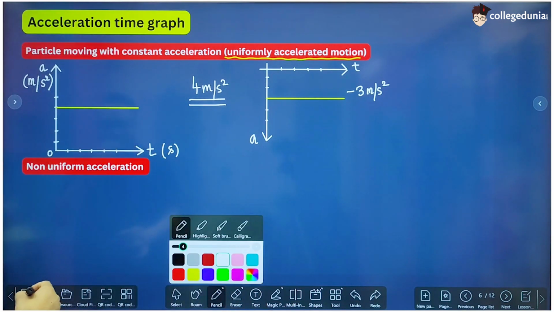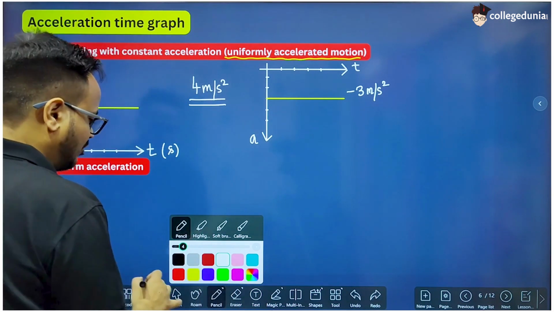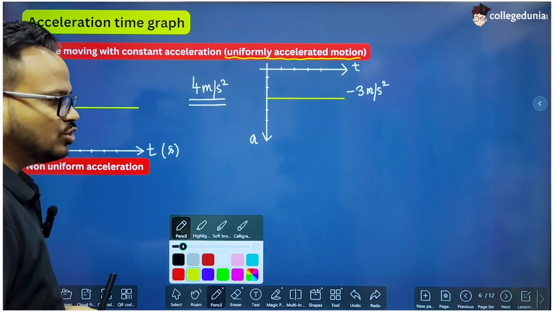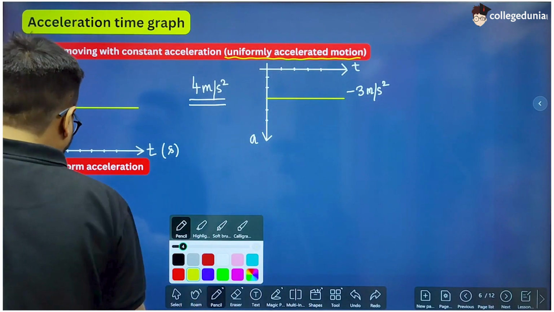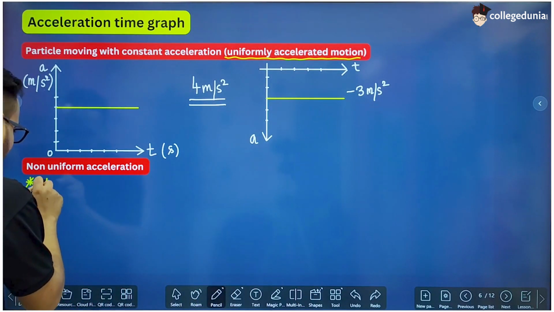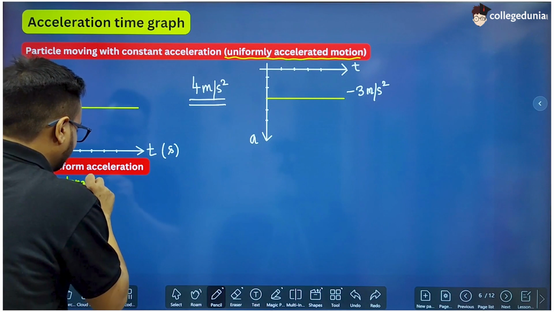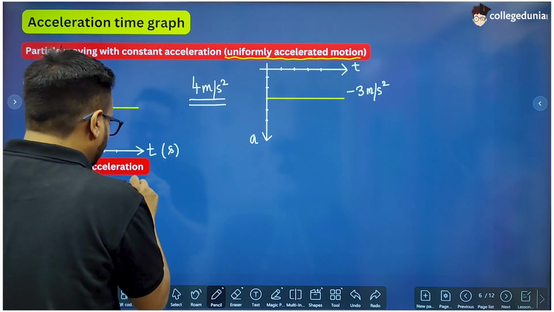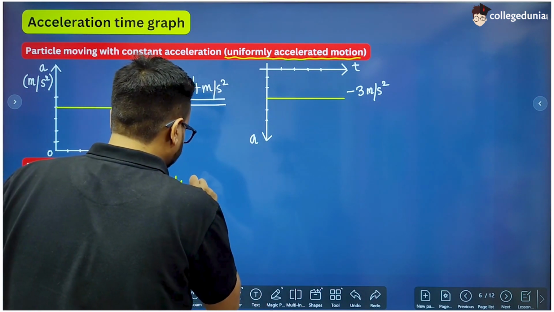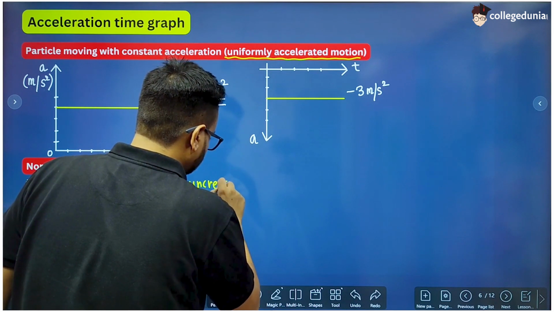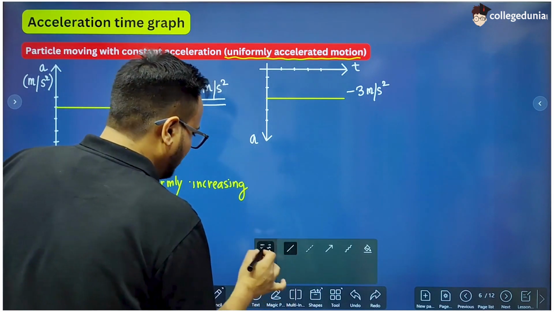We will make now a graph for non-uniform acceleration when the acceleration is uniformly increasing. Obviously, if the acceleration is non-uniform, which means that the value of acceleration is changing with time. Now let us take a first case when acceleration is uniformly increasing. Acceleration is uniformly increasing.